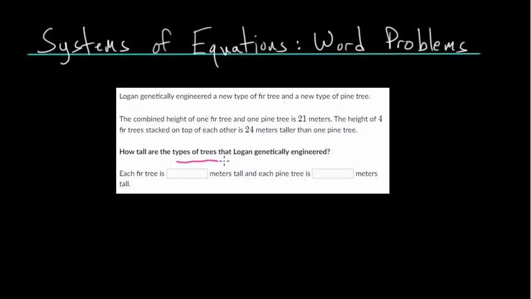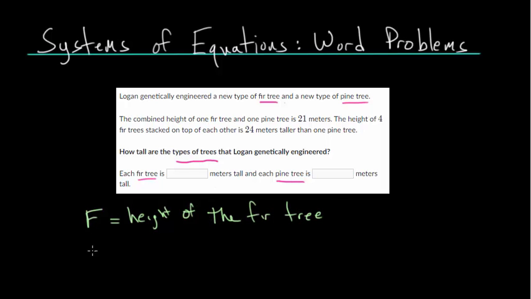And for this one, we're going to need to define the types of trees as our variable. And we know we have a fir tree and a pine tree. So you can often tell what you need to define as a variable by looking at the question. So each fir tree is blank meters tall and each pine tree is blank meters tall. So when we define these, I'll use F for the height of the fir tree. And you can imagine we can use the letter P, and honestly you can use whatever you want, but that is the height of the pine tree. So we're looking for the height of these trees.